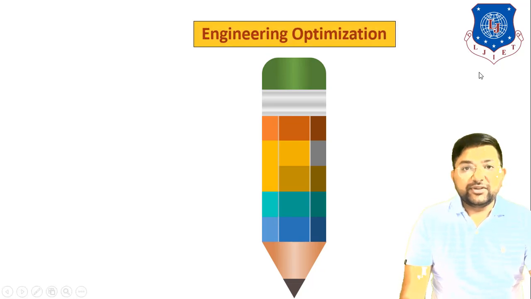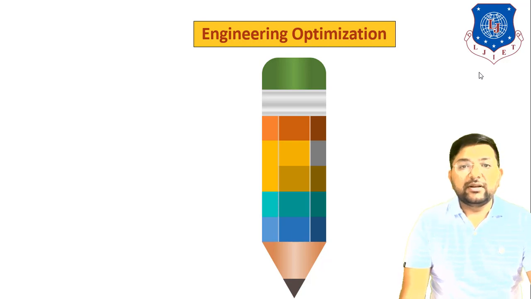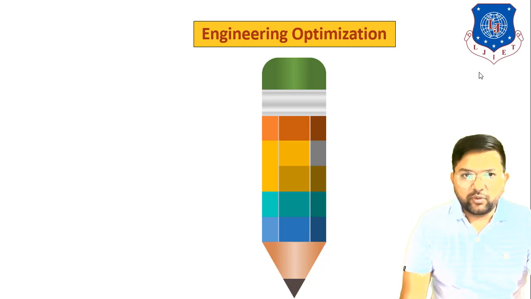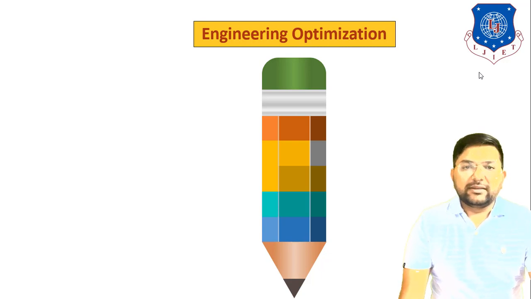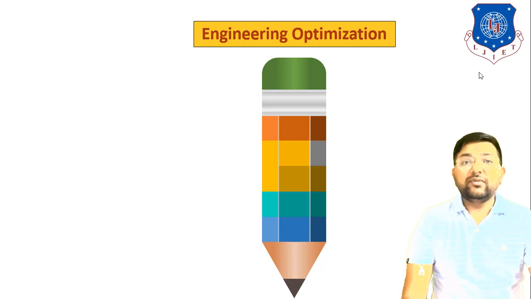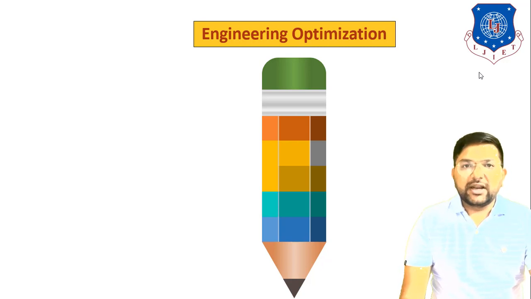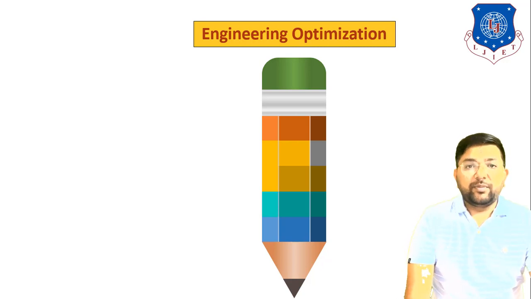So in today's session we have to discuss a new chapter, that is engineering optimization. We already discussed 5 chapters of the computer aided design subject. First one, introduction; second one, curves and surfaces; third one, geometric transformation; fourth one, mathematical representation of curves; and also we discussed finite element analysis. So in today's session we start a new chapter, that is engineering optimization.